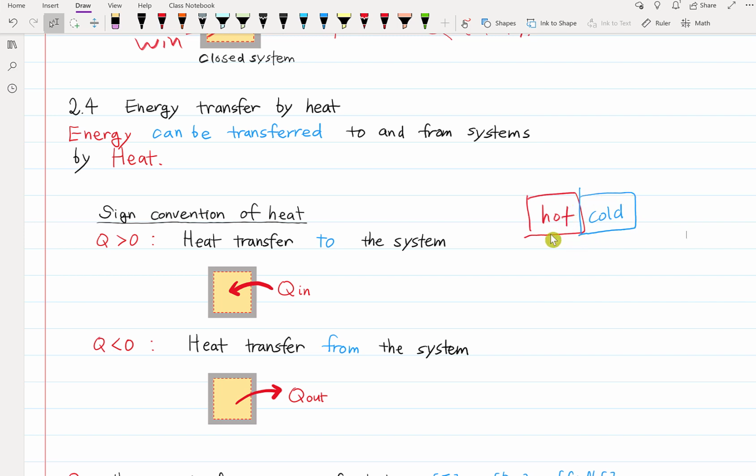The temperature of the hot object and the cold object will be the same. So energy transfer takes place between the two objects. So how much heat is transferred? That is Q. So heat is transferred from the hot medium to the cold medium.